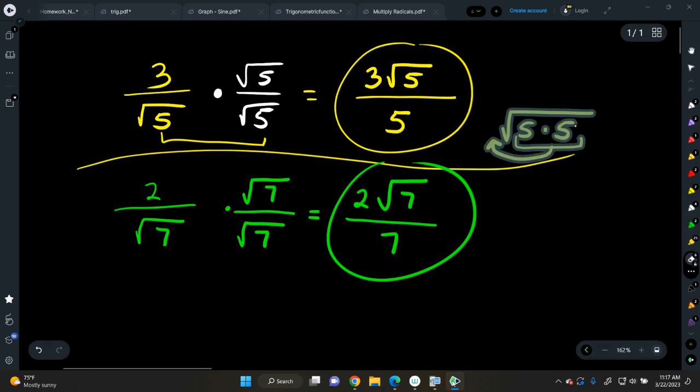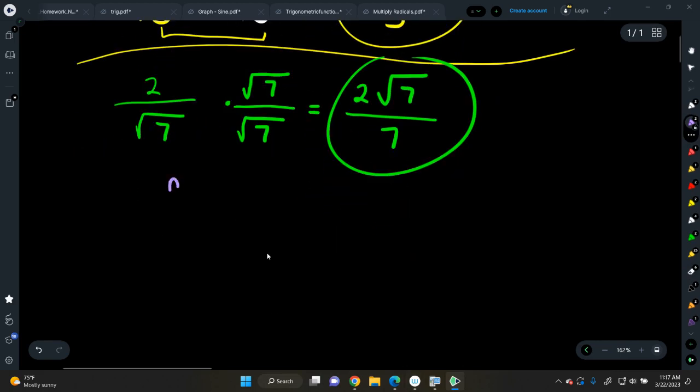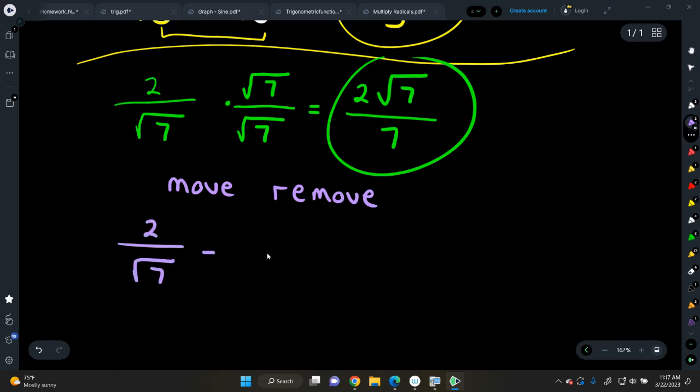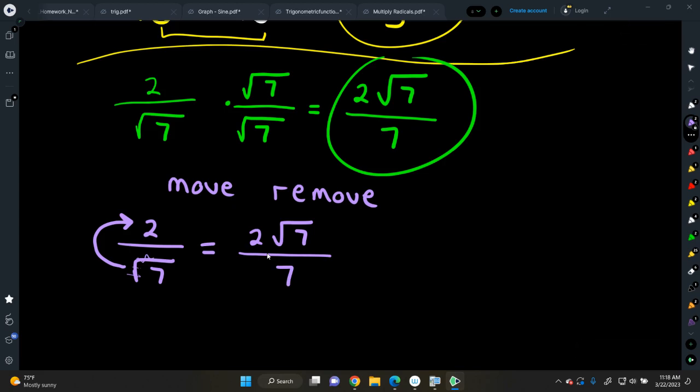So here's my shortcut to this process. Instead of actually doing this multiplying, I call my shortcut move and remove. Right? Move and remove. So this is how I apply this. We've got 2 over root 7. I'm going to move the radical to the top. So this becomes 2 root 7. I moved it to the top. And on the bottom, I'm going to remove the radical, leaving me with just 7.